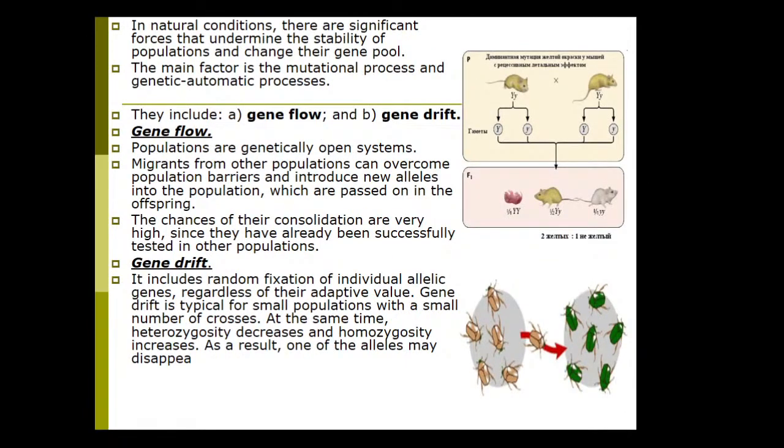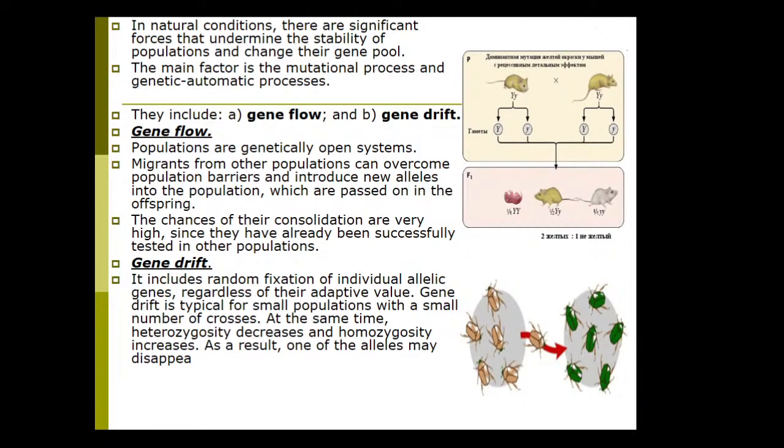In natural conditions, there are significant forces that undermine the stability of a population and change its gene pool. The main factors are the mutation process and genetic-automatic processes. They include gene flow and gene drift. What does gene flow mean? Populations are genetically open systems.